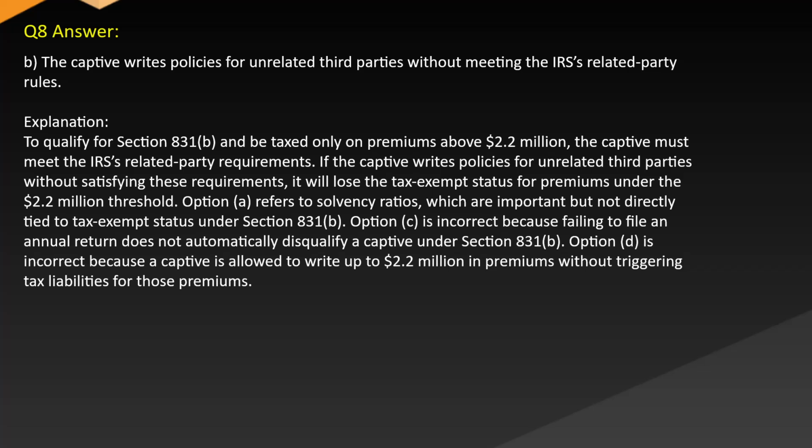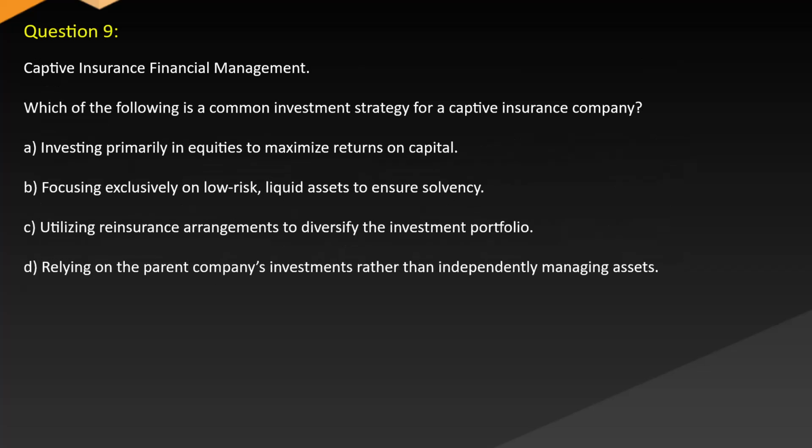Option A refers to solvency ratios, which are important but not directly tied to tax-exempt status under Section 831(b). Option C is incorrect because failing to file an annual return does not automatically disqualify a captive under Section 831(b). Option D is incorrect because a captive is allowed to write up to $2.2 million in premiums without triggering tax liabilities for those premiums.